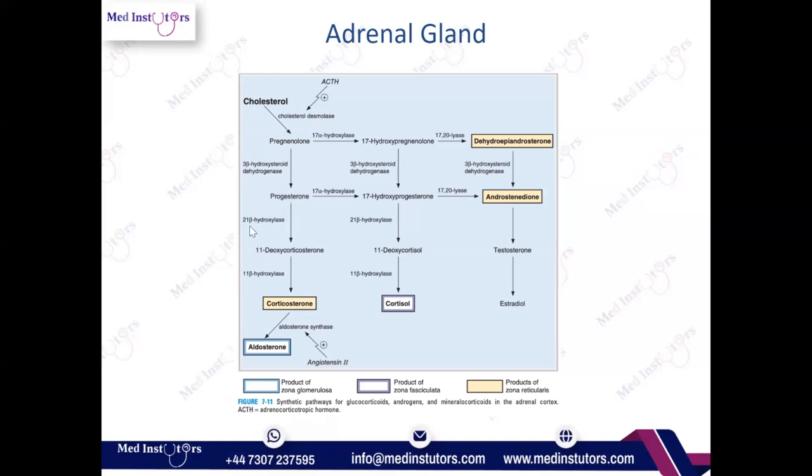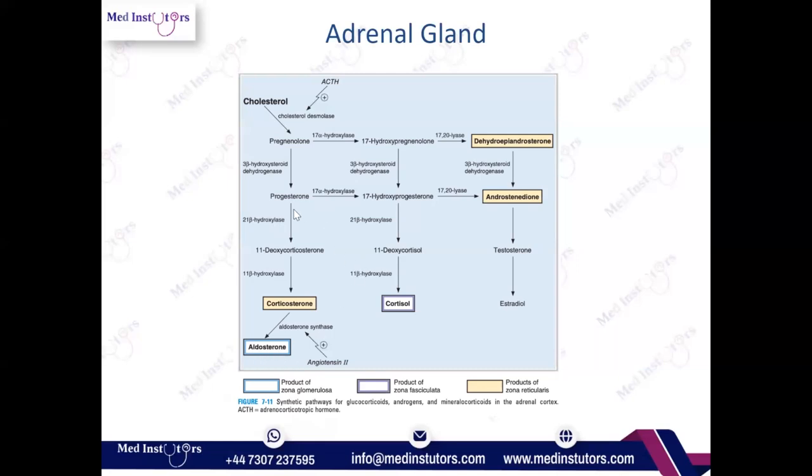What is the function of 21 beta hydroxylase enzyme? It converts progesterone into 11-deoxycorticosterone, which is further converted into corticosterone, which then forms the aldosterone. So you may skip these points. Just remember progesterone is important. This 21 beta hydroxylase action is important if we want to have aldosterone in our body.